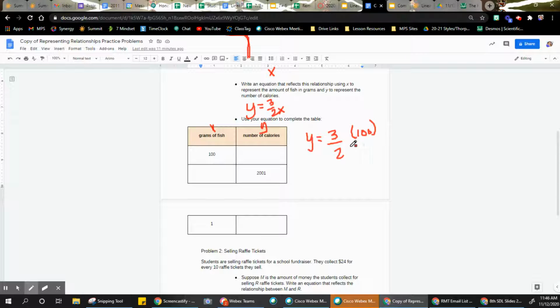When I want to multiply a fraction times a whole number, I have to put it over 1 to make them both into fractions. 2 can cross reduce 100 because 2 goes into 100 50 times. So then I do 50 times 3. 3 times 0 is 0. 3 times 5 is 15. So for 100 grams of fish, there's 150 calories.